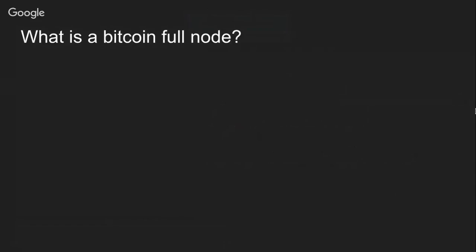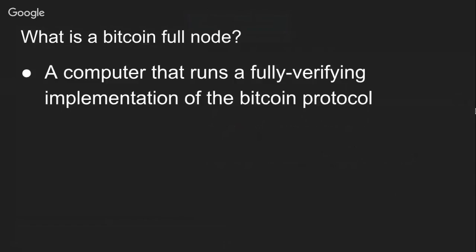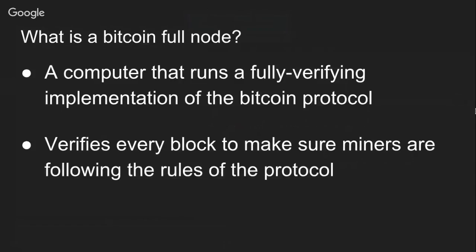So kicking things right off, what is a Bitcoin full node? A Bitcoin full node is a computer that runs a fully verifying implementation of the Bitcoin protocol. This means that these full nodes verify that every block created by miners is actually following the rules of the Bitcoin protocol.